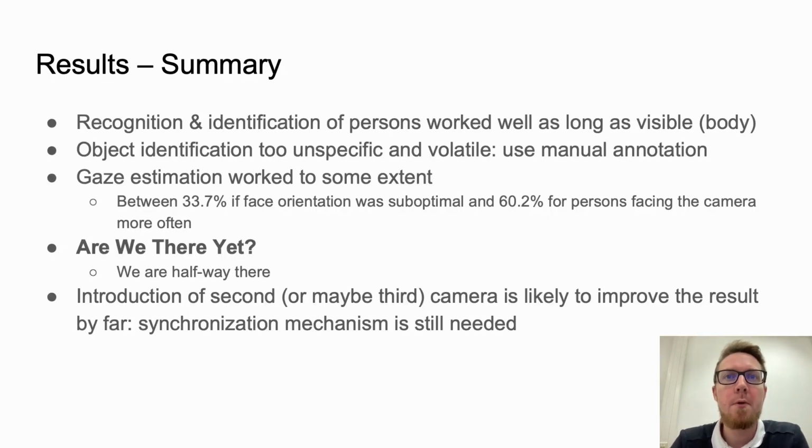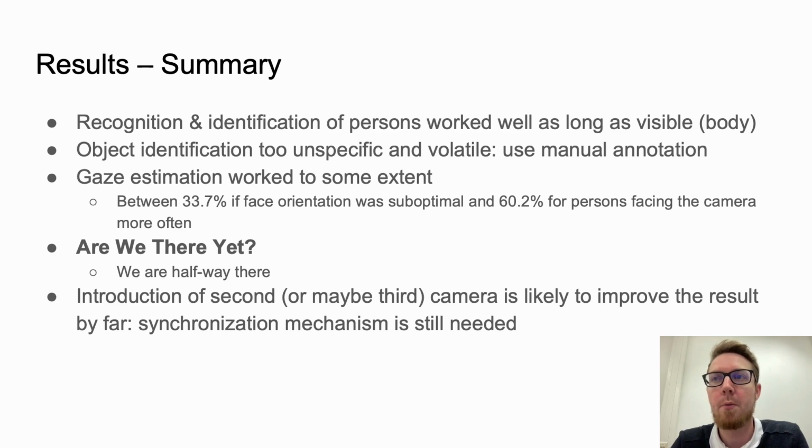To summarize, both the recognition and identification of persons worked remarkably well as long as the camera had clear sight of the persons. Object identification proved to be too unspecific and volatile to be used for establishing connections between entities, which is why we use the manual annotation feature as a fallback, which however is usually possible within minutes.